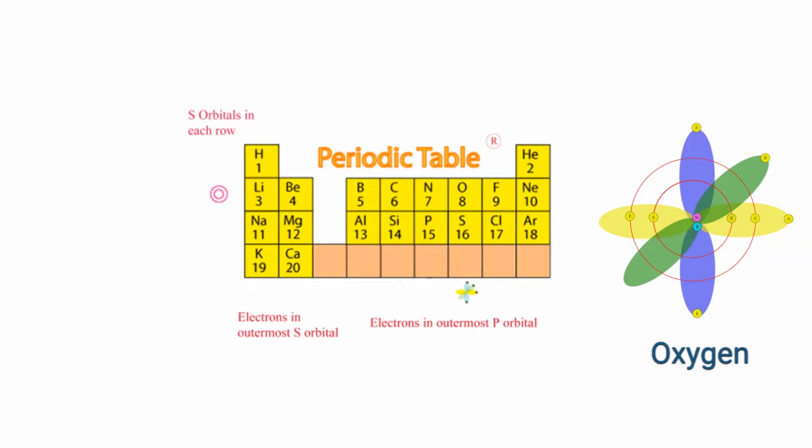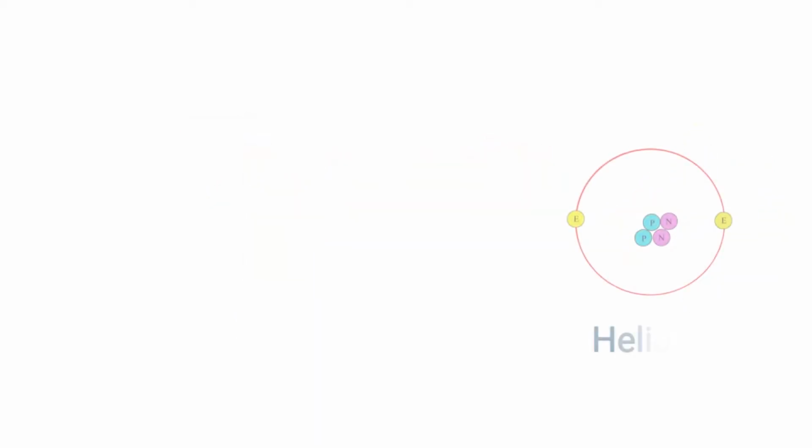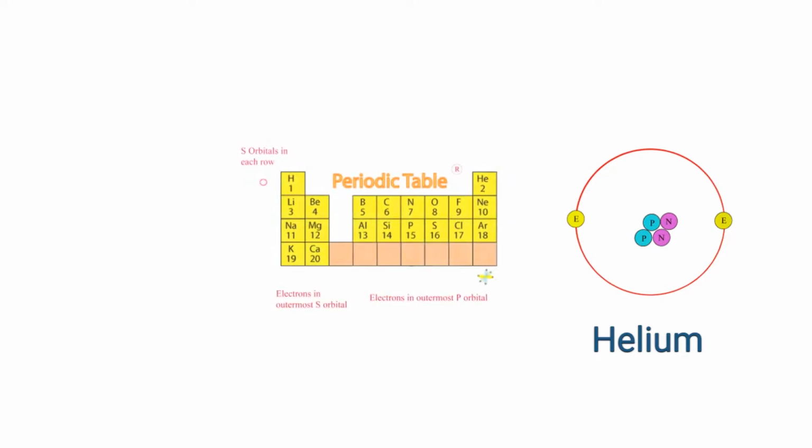There is one exception. Helium has an outermost s orbital with 2 electrons, but it is not in the second column. That is because it is a noble gas, and that is why it is in the column with neon and argon. They are also noble gases.